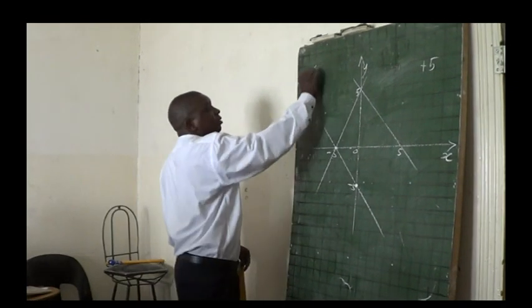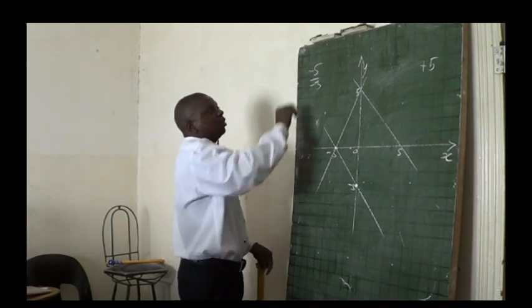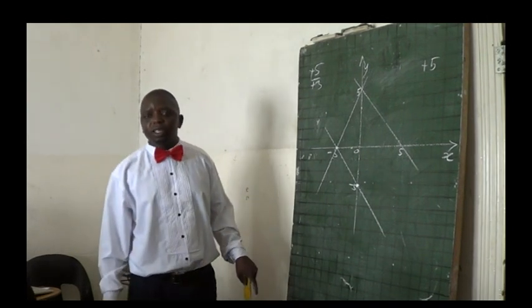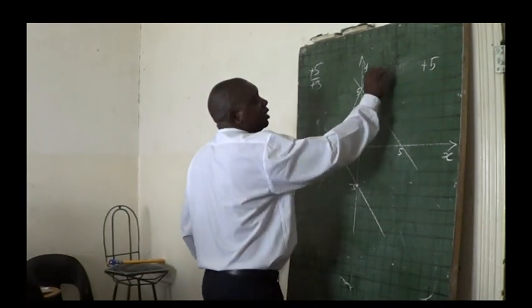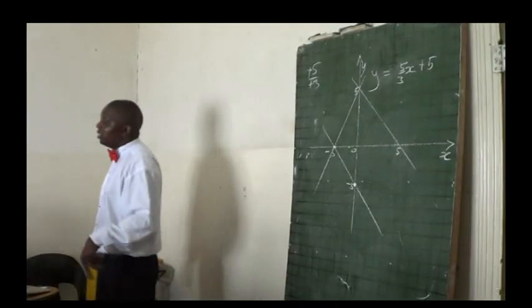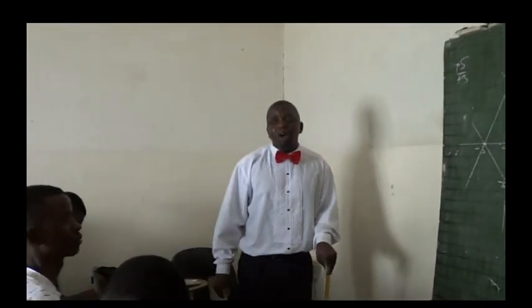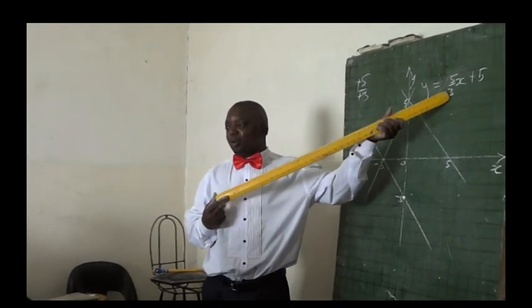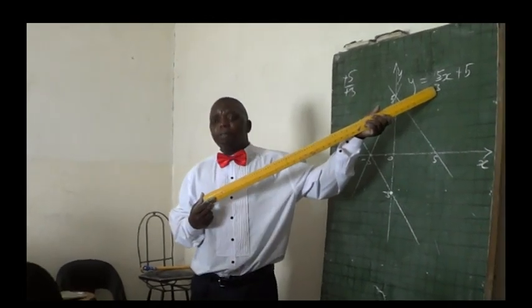Alright, minus 5 over minus 3 gives 5 over 3. So that's y is equal to 5 over 3 x plus 5. But normally we do not leave equations with fractions. What do we do? We multiply throughout by the lowest common denominator, which is 3, to do away with fractions.